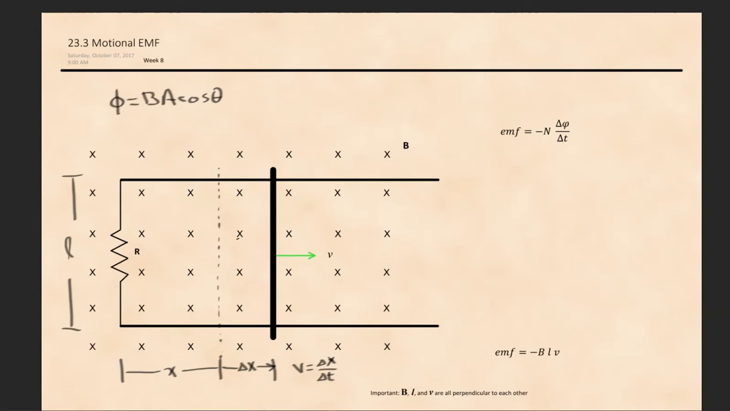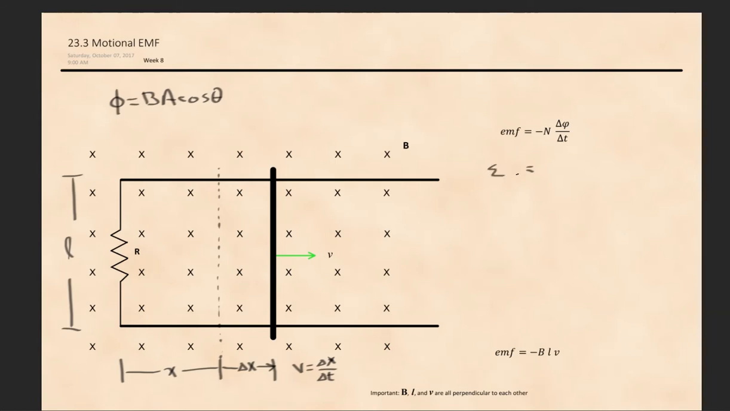We have a flux. There's a magnetic field flowing through an area of a loop of wire. So there's a B, there's an A. The angle between them is 0, so cosine of theta is 1. And the area is changing. In this case, the magnetic field is staying constant. It's uniform, but the area is changing. And so there will be a change in flux because the area is changing.